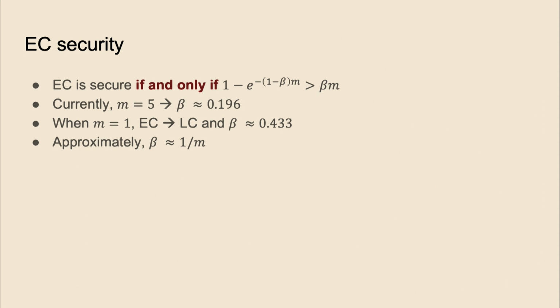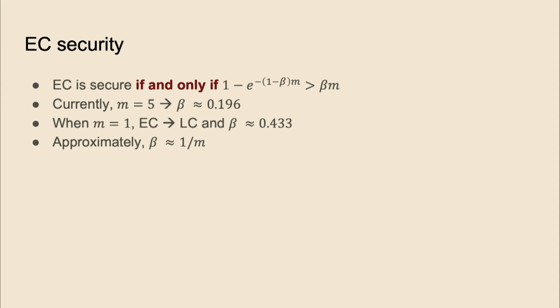So okay, now combining these two results, the possibility result and the attack, we have found the necessary and sufficient condition for EC security, and basically they're the same. So we have a tight security threshold, and currently the parameter m in EC is equal to 5. So this gives us a security threshold of about 0.196. So it's not ideal, but better than nothing.